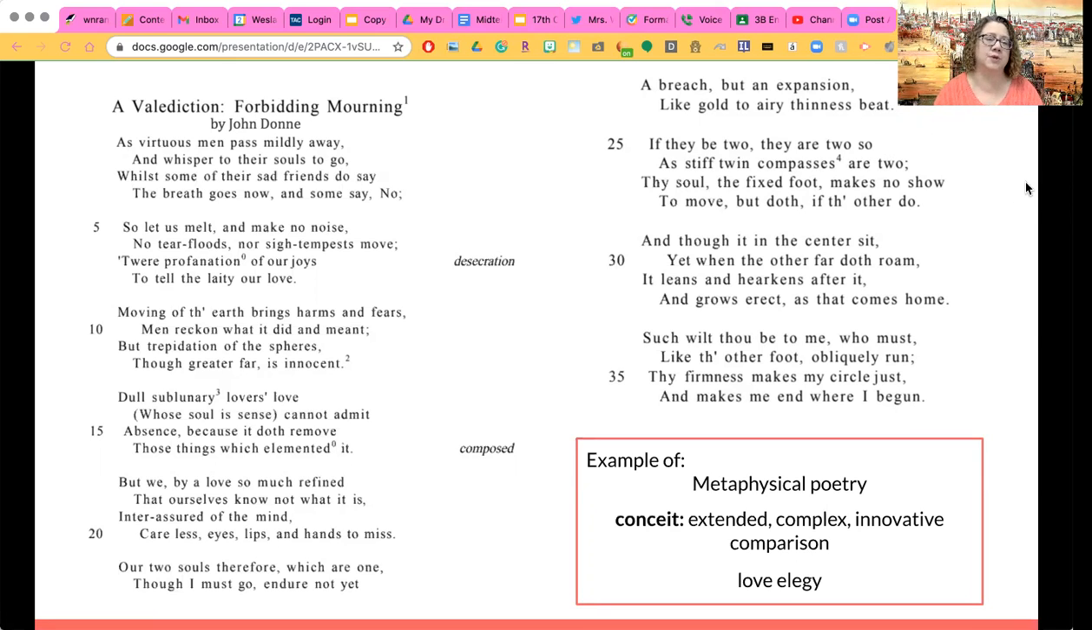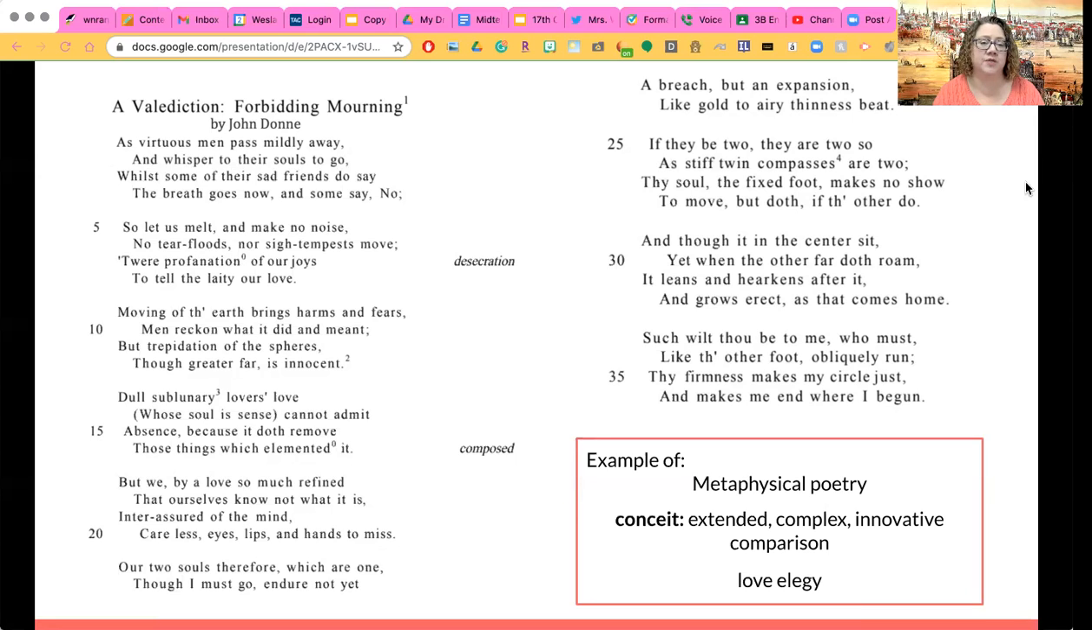It goes like this: as virtuous men pass mildly away and whisper to their souls to go, whilst some of their sad friends do say, the breath goes now, and some say, no, so let us melt and make no noise. No tear floods nor sigh tempests move.